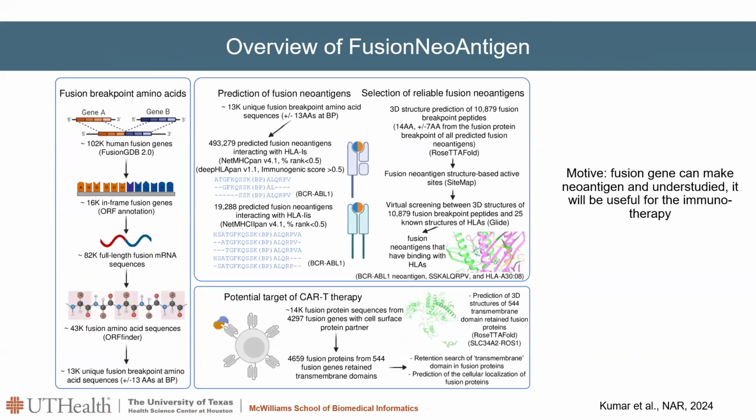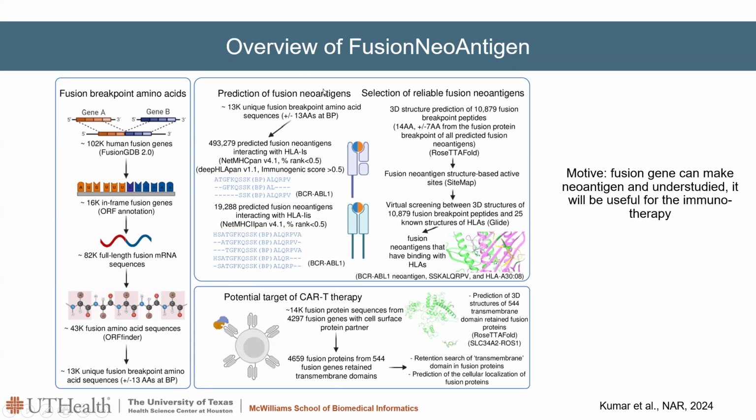This time, we also know fusion genes can make neoantigens like other types of mutations, like indels or point mutations. Because we have the fusion protein sequences, we thought this can be unique information to form neoantigens derived from fusion genes. From these fusion protein sequences, after checking unique breakpoints, in total we have 13,000 unique fusion breakpoint peptides, plus or minus 13 amino acids from the breakpoints.